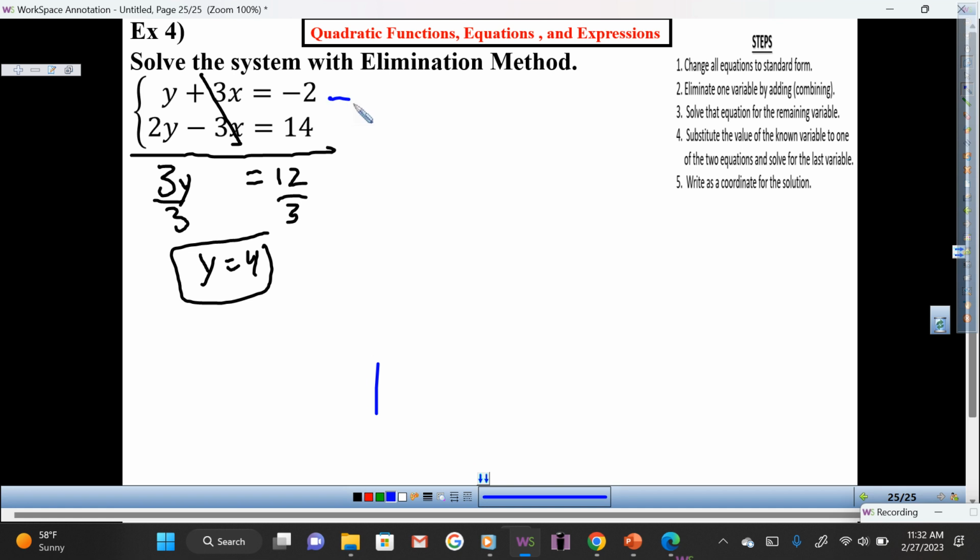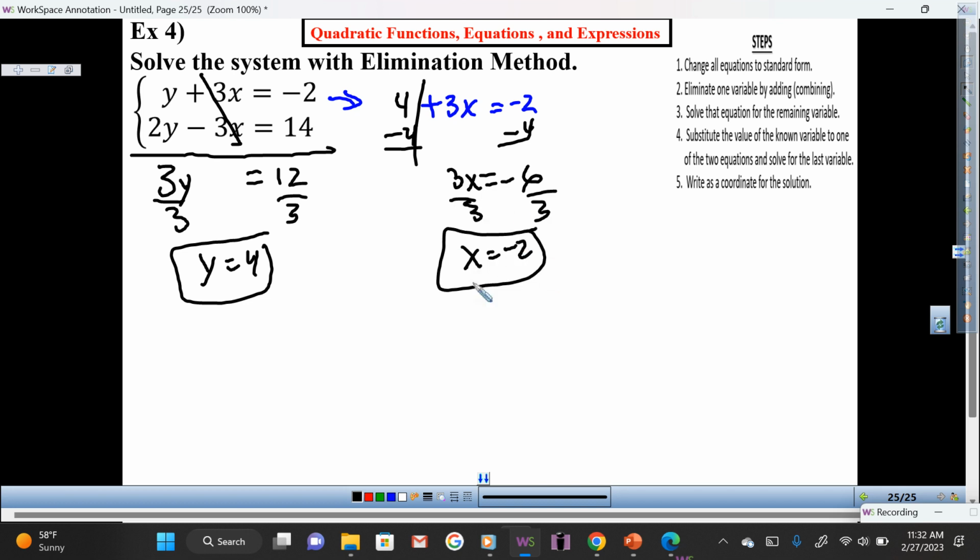Some of you used the top one, and you just wrote blank 3x equals negative 2, and you substituted the 4 right there. Subtract 4, subtract 4. 3x equals negative 6. Divide by 3. x equals negative 2. And then we write our coordinate, negative 2, 4, solution. And once again, what's allowing us to eliminate at this step when it's already in standard form? That one of them is what? Positive, and the other one is negative.